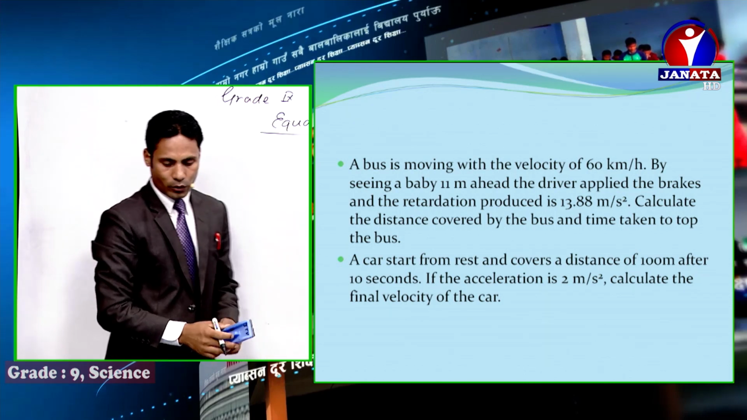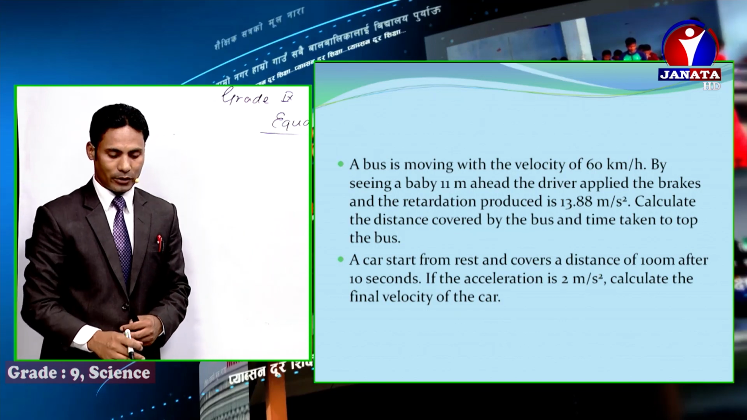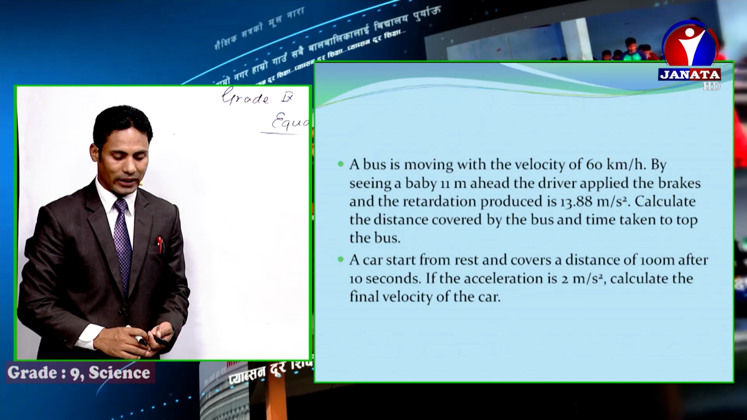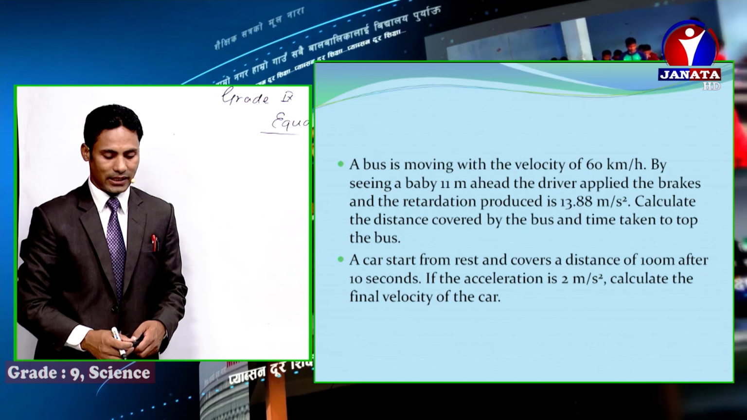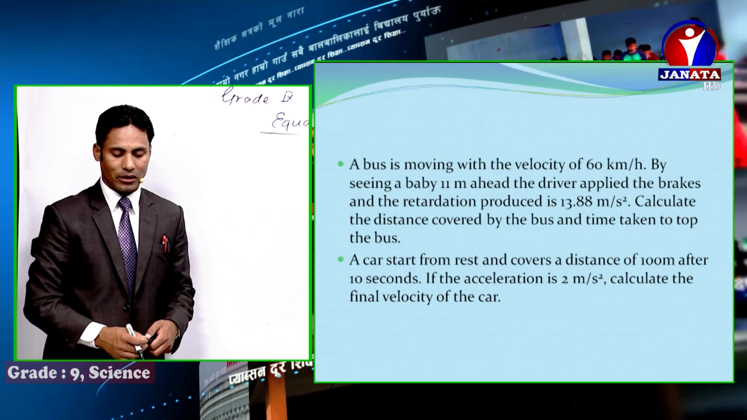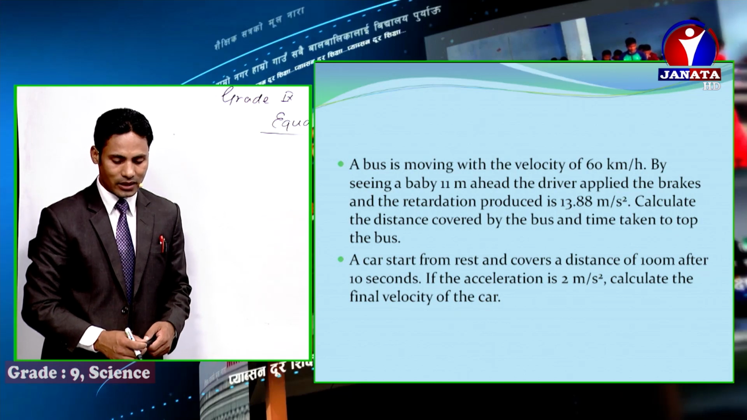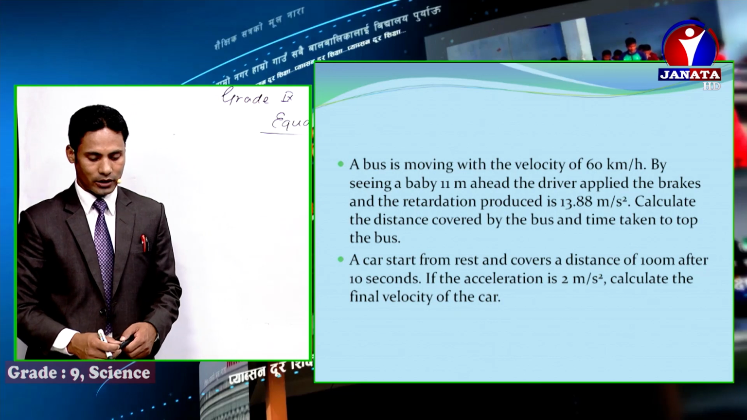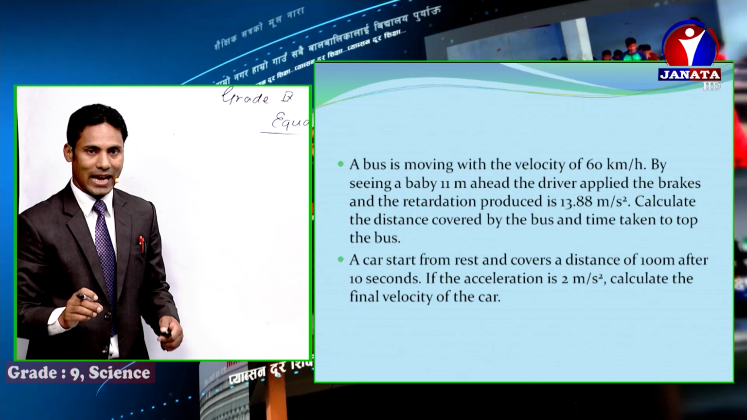Okay, you can see the question there. A bus is moving with a velocity of 60 km per hour. By seeing a baby 11 meter ahead, the driver applies the brake and the retardation produced is 13.88 meter per second square. Calculate the distance covered by the bus and the time taken to stop the bus. Okay, the spelling is wrong over there. It is to stop the bus. S is missing over there.